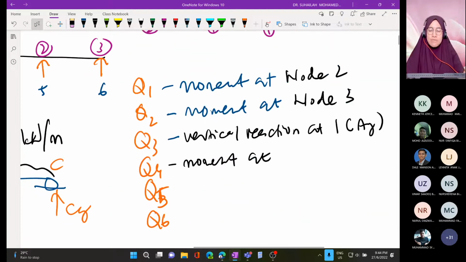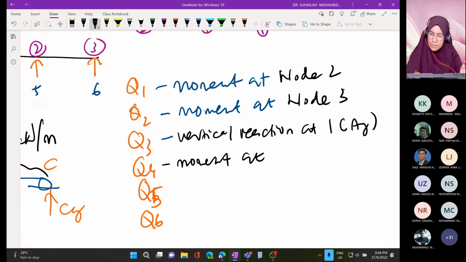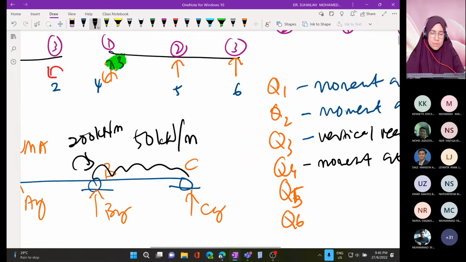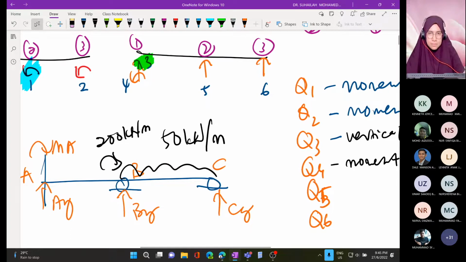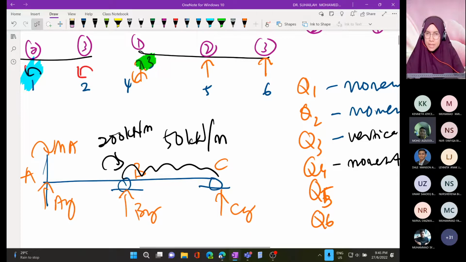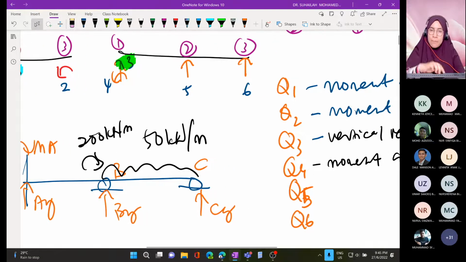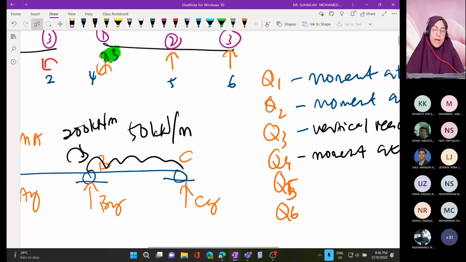And then Q3, vertical reaction at node 1. Moment at node 1. Q5. What is Q5 and Q6? Vertical reaction at node number 2. Node number 2 equal to, compare to diagram bawah? BY and CY. BY and CY.